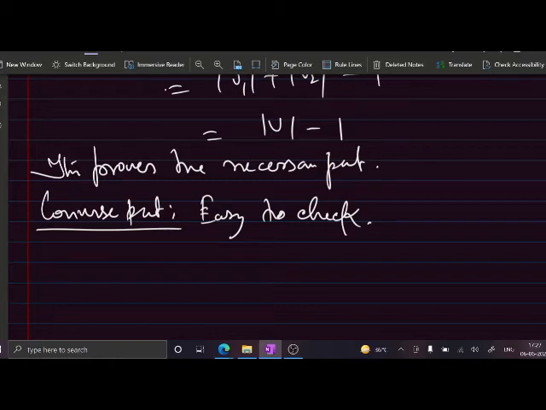Now since every connected graph has a spanning tree, you consider a spanning tree of this graph. Suppose your spanning tree is T. Since T is a tree, by the previous part, that is the necessary part, you can always say that the number of edges of T must be the number of vertices minus 1, that is n minus 1. So since T is a subgraph of G and has the same number of edges as G, therefore T must be G and G is a tree.